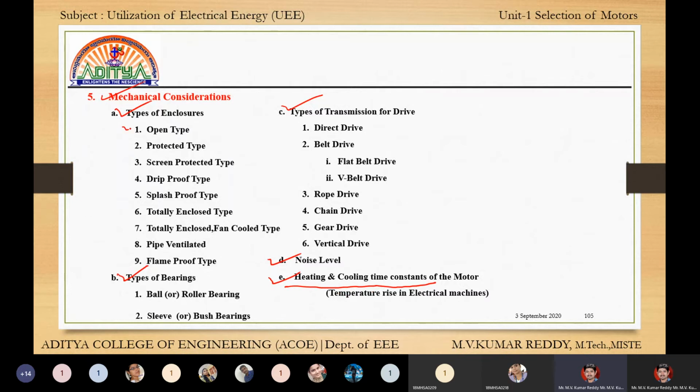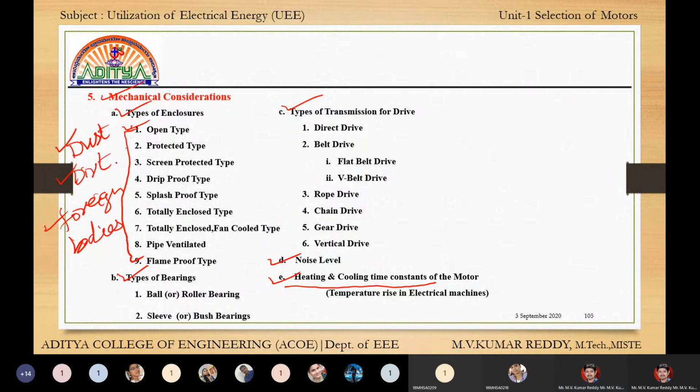We have 9 types of enclosures. These 9 types of enclosures depend upon only 3 factors. What are the 3 factors? Dust, dirt, and foreign bodies. Some may restrict dust, others may restrict dirt, others foreign bodies, and some may restrict both, and some restrict all of the above.